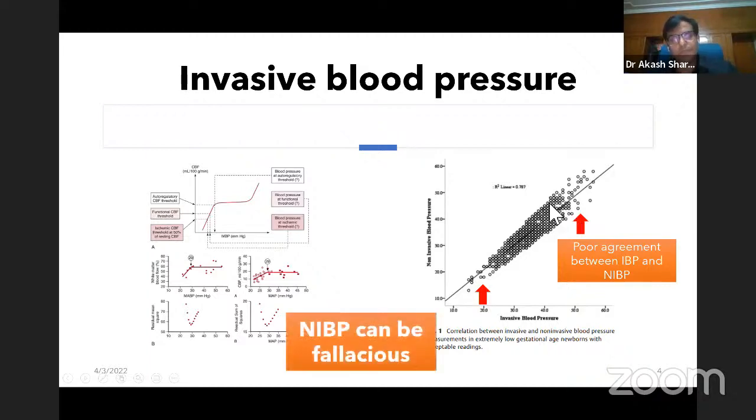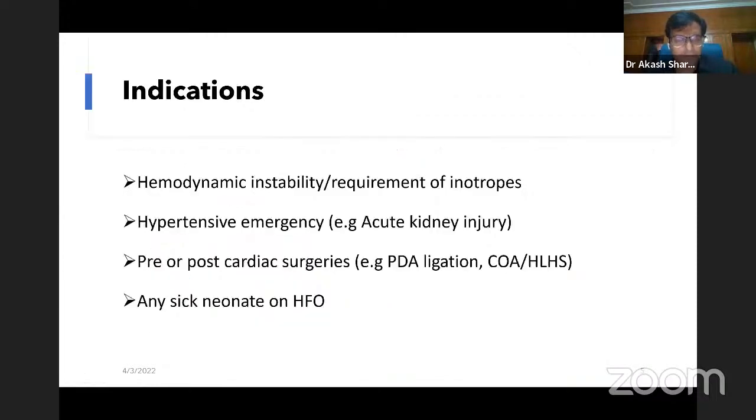So the whole crux is that NIBP, or the measurement of non-invasive blood pressure by BP cuffs, can be fallacious. So that is why there is a need for invasive blood pressure monitoring.